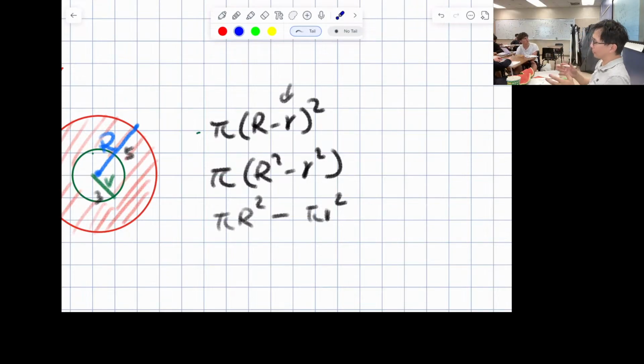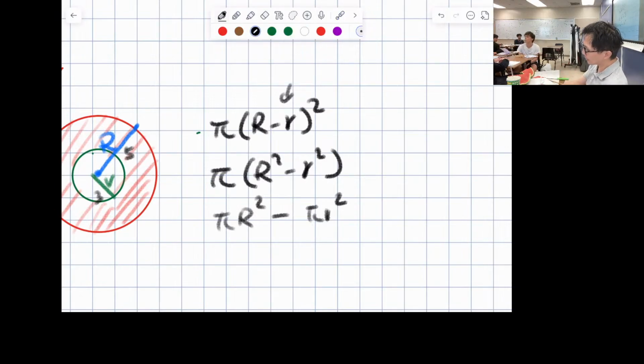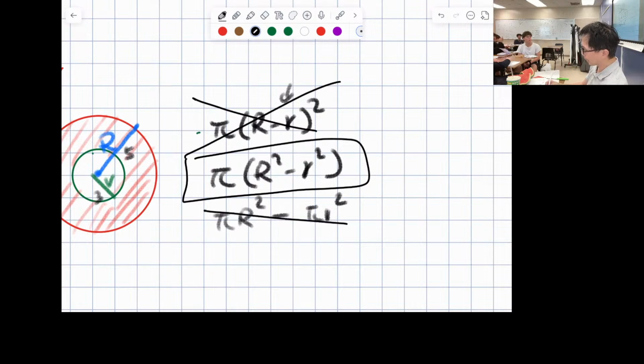So what you need to do is take the big area, subtract the small area, and those two are not the same because they don't distribute. You kill a kitten if you do that. So this is the wrong way to approach it. This is the correct way to approach it. And we don't worry about this. So this is the best way to approach it.